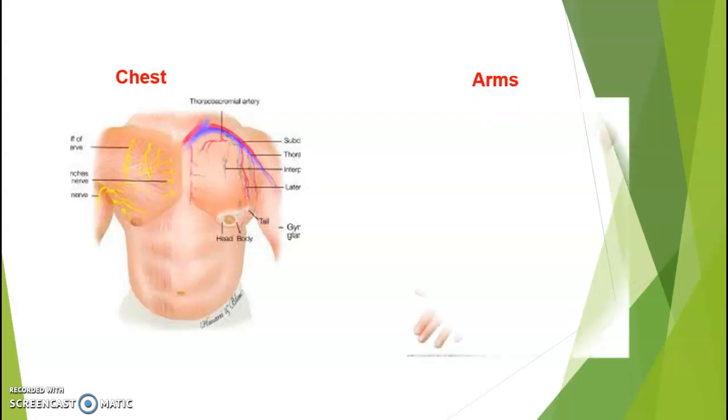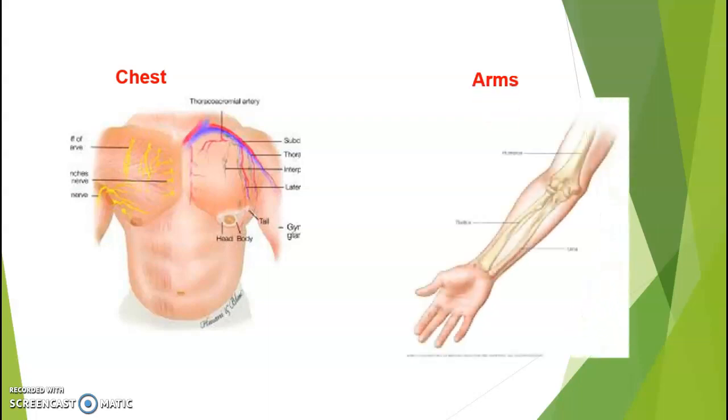Next is the arm. In human anatomy, the arm is the part of the upper limb between the glenohumeral joint, the shoulder joint, and the elbow joint. In common usage, the arm extends through the hand. Next is the hand.